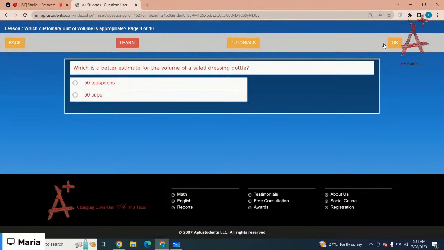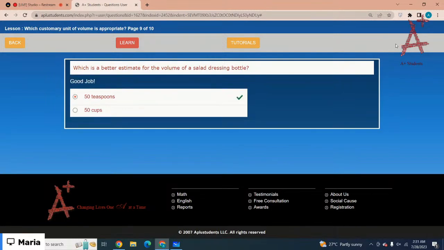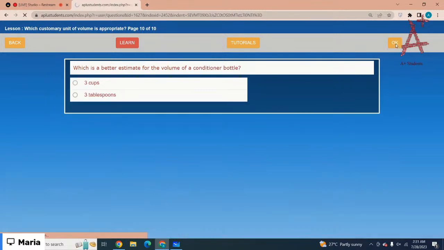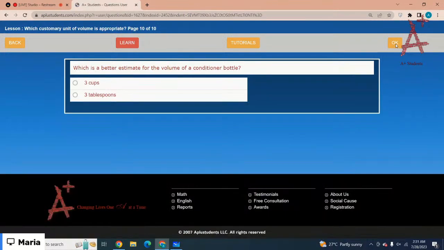The correct option is 50 teaspoons because for a bottle 50 cups is much more, so that would be just 50 teaspoons, right? Okay, the next one is which is a better estimate for the volume of a conditioner bottle? 3 cups, 3 tablespoons? Which is the correct option?